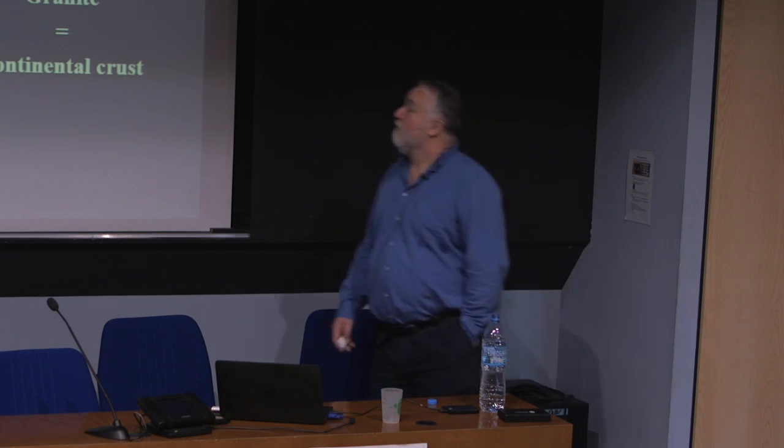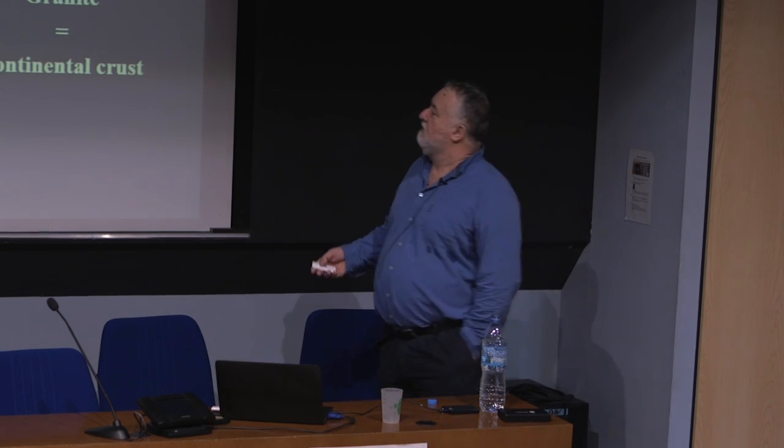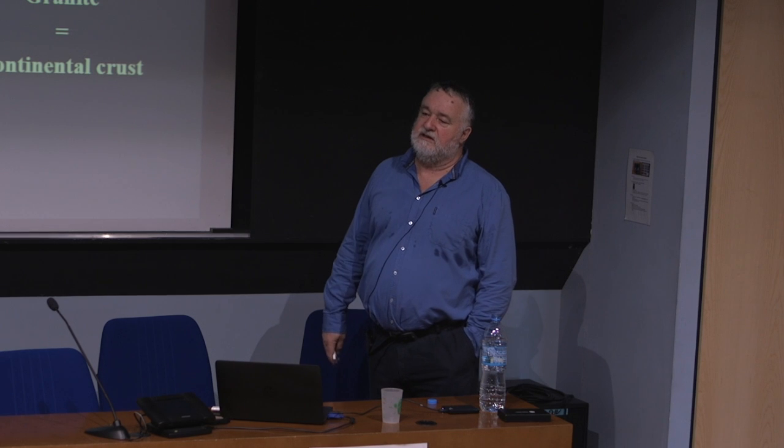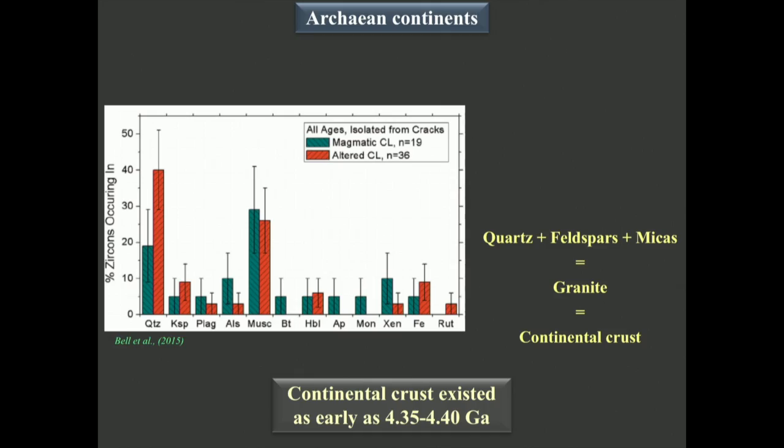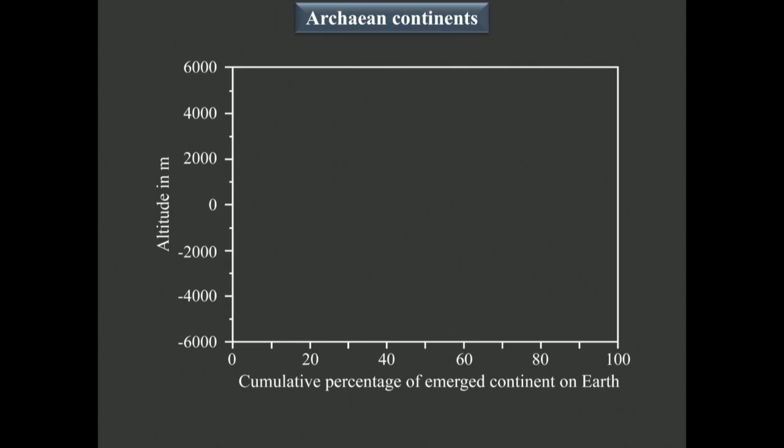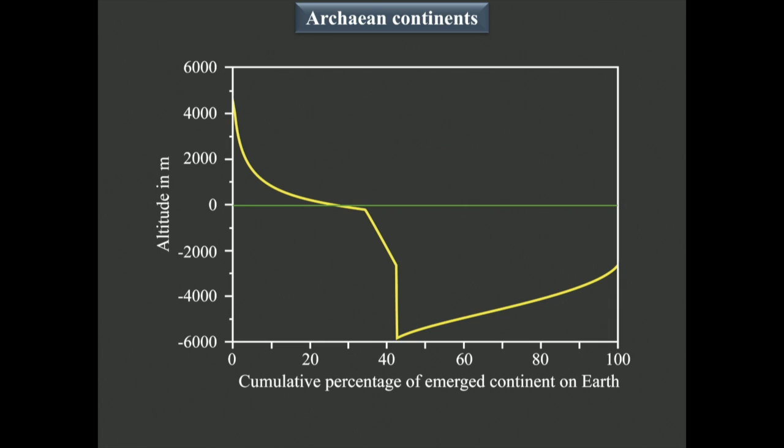Well, okay. We have already seen this picture, and just to say that continental crust existed during the early Archean. But one of the questions, and a very important question, is the question of emerged continent. It is not because we have continental crust that we have emerged continent. And this point of emerged continent is important. So today, if we look at the cumulative percentage of emerged continent on Earth, we have this kind of curve. And if we put here, of course, the level 0, the sea level, we can see that we have more or less 29% of emerged continent.